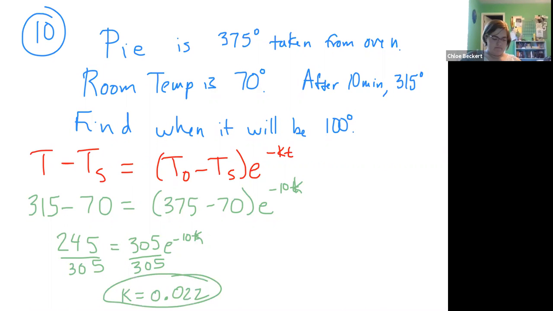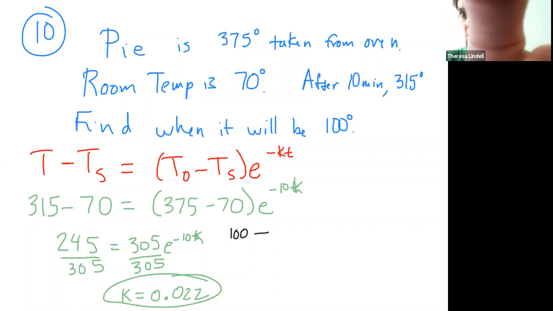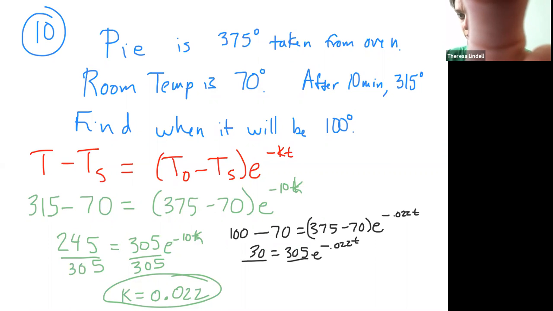And then basically, I think everybody's good with these because you guys did some of them in Algebra Pre-Calc, but everybody's good with the fact that you just have to do kind of a second round of this, right? You got to plug 100 in this time for that T. 100 minus 70 equals 375 minus 70 again. And this time e to the negative 0.022 T. And then just kind of go from there, right? It'd be 30 equals 305 e to the negative 0.022 T. Divide, and what'd you guys get for T?